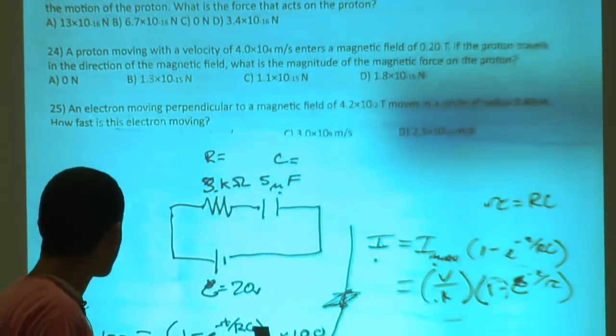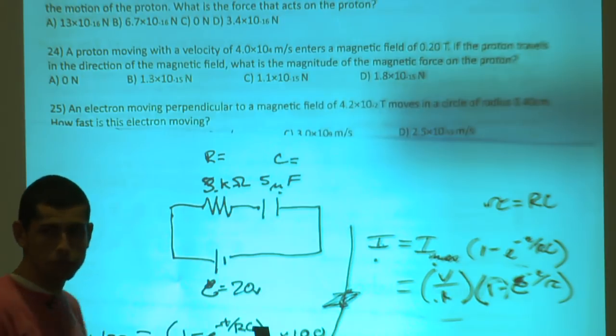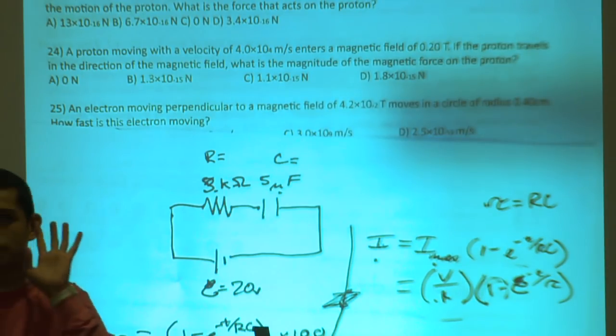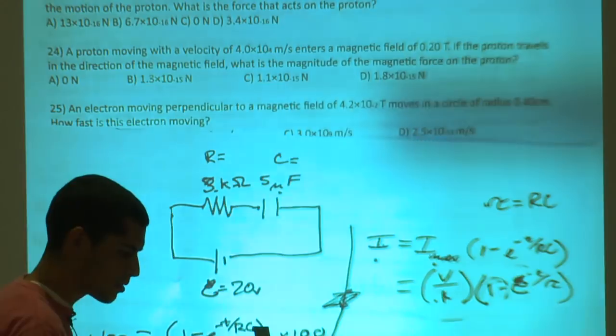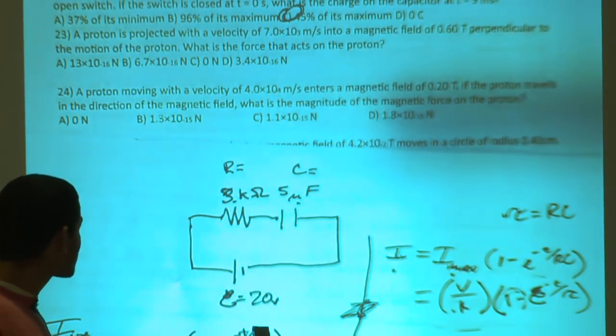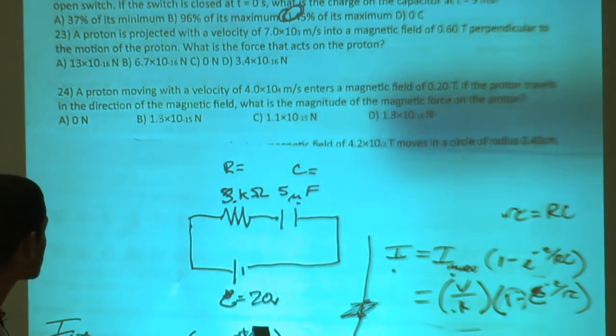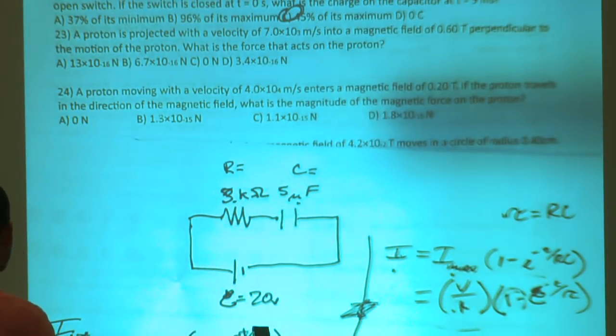A proton moving with a velocity of 4 times 10 to the 4 meters per second enters a magnetic field of 0.2 Tesla. If the proton travels in the direction of the magnetic field, what is the magnitude of the magnetic force on the proton? Skip 23? Oh, wow, I didn't even see that one. Okay, so a proton is projected with a velocity of 7 times 10 to the 3 meters per second into a magnetic field of 0.6 Tesla, perpendicular to the motion of the proton. What is the force that acts on the proton?